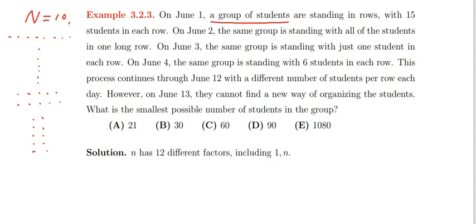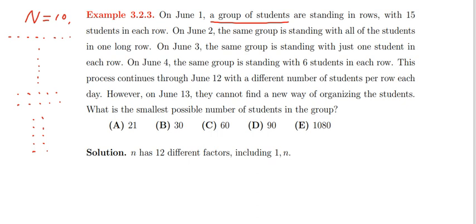So if we have 10 students, we can only arrange them this way. So we guarantee that each row has the same number. All the rows have the same number of students.